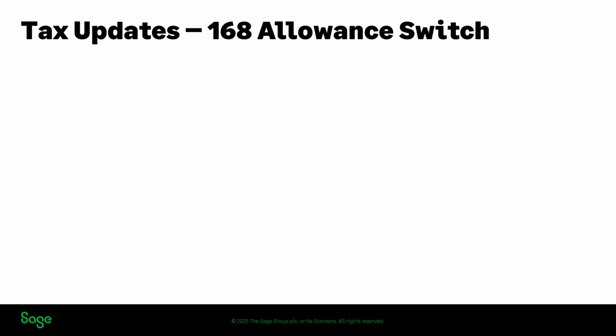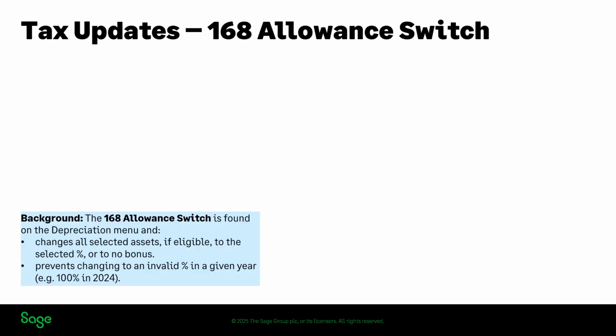So how do you make those changes to a lot of assets at one time? Many of you are probably familiar with the 168 allowance switch. So there are updates there also. For those that may not be familiar with it, it is off of the depreciation menu, and it changes all the assets you select to the bonus percent that you select, if they're eligible, or you can switch it to not take any bonus. And it also prevents you from changing to an invalid percent in a given year.